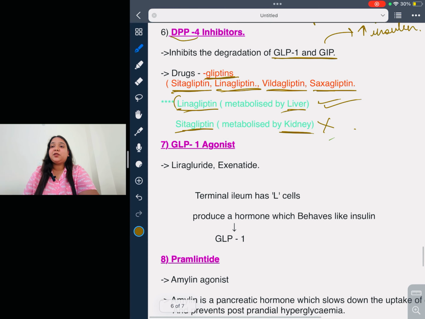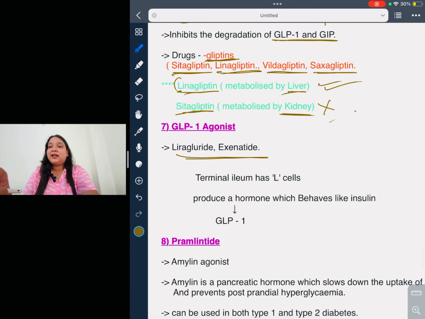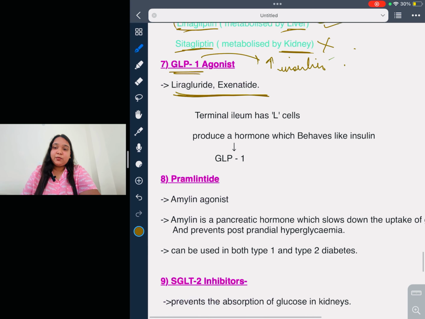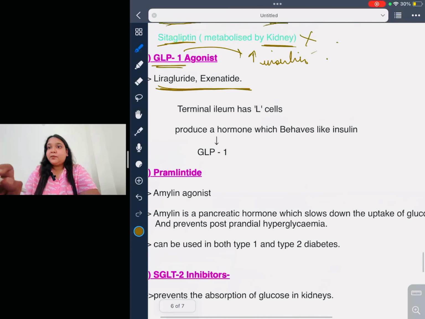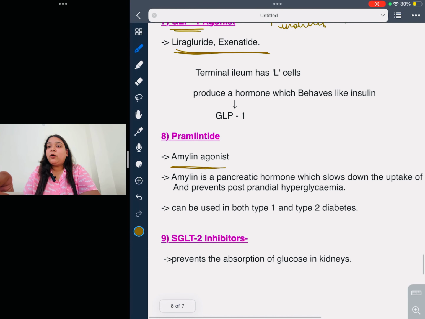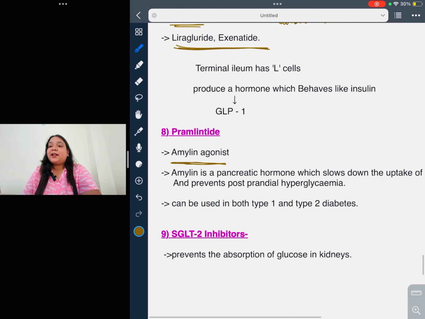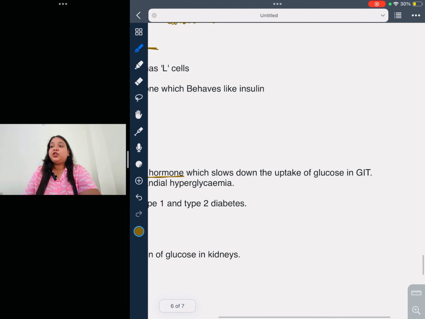Now we have one more class of drugs called liraglutide and exenatide. These drugs also are GLP-1 agonists. GLP again increases insulin. So these drugs can also be effective for treatment. We have one more drug called pramlintide. This is actually an amylin agonist. I told you that from the beta pancreatic cells, we have insulin, C-peptide and amylin release. Now this amylin is actually a pancreatic hormone and it decreases the uptake of glucose from the GIT.